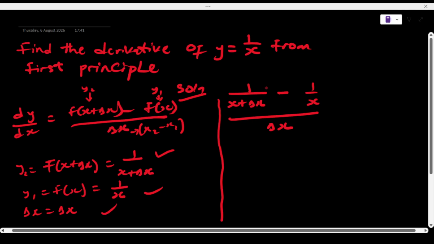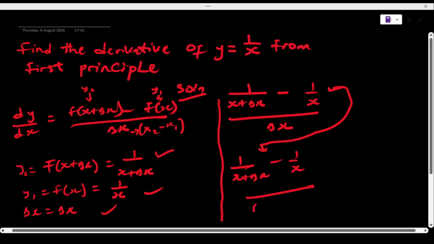So now we are going to solve the numerator first. Let's first solve the numerator. So 1 over x plus change in x minus 1 over x. Now let's find the LCM, which is x times x plus change in x. Now this one divided by this, so this will cancel this. It will give us x.